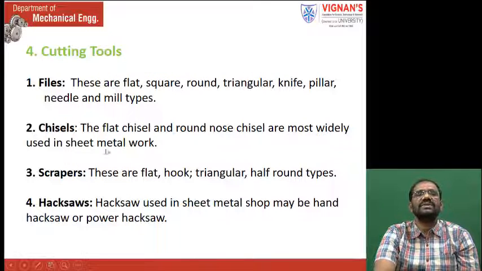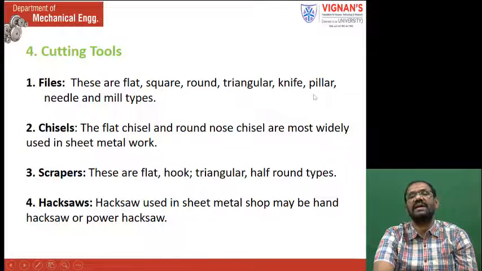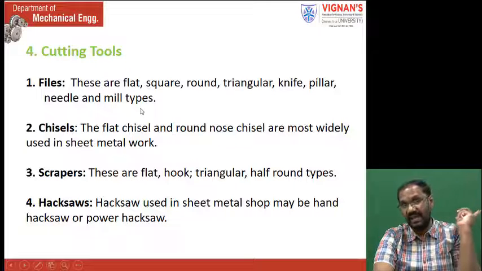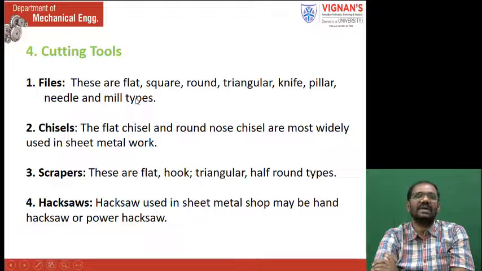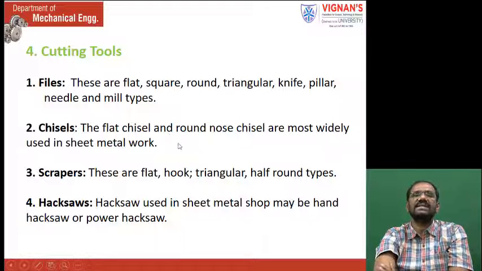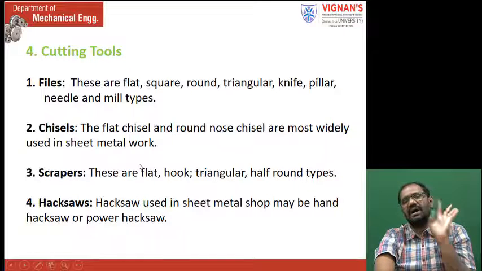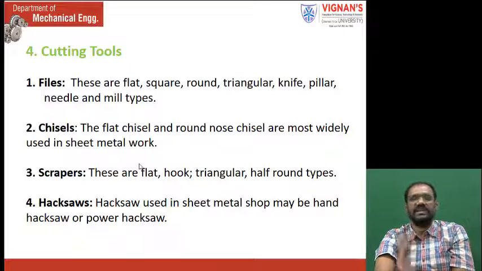Next one, cutting tools. Similarly, files. These are flat, square, round, triangle, knife, pillar, needle, and mill types. Already we saw that in the fitting section. That kind of files we use again here. Chisel: in wood cutting we use this type of chisel, and the same thing is used here. The flat chisel and round nose chisel are most commonly used in sheet metal work. So don't worry, all the tools you are going to see in the workshop.